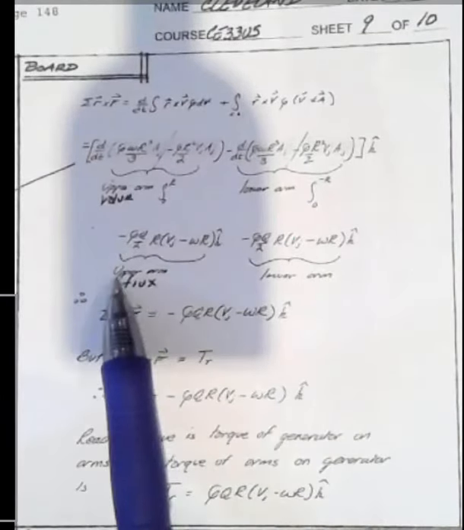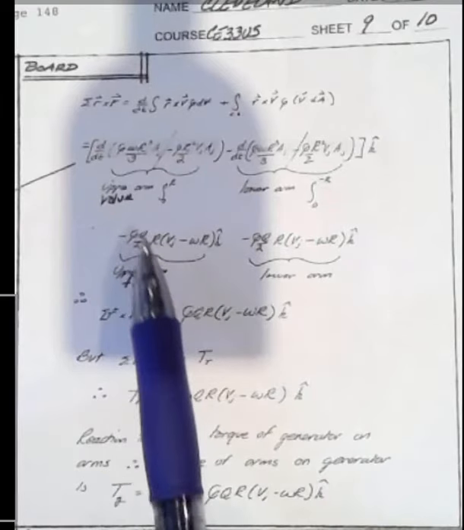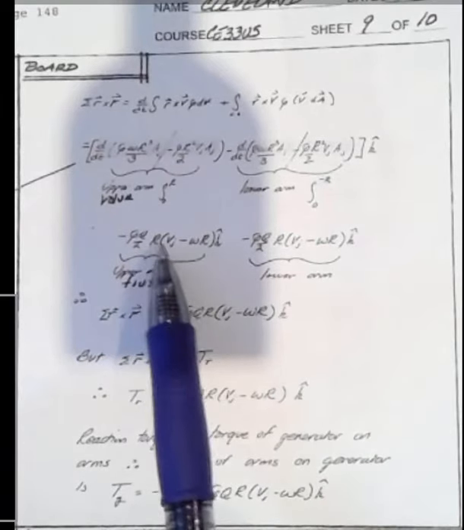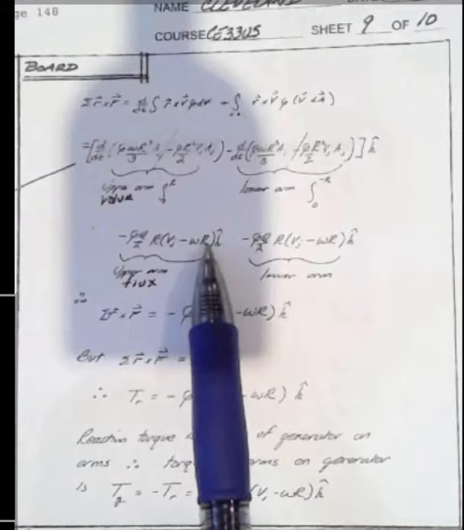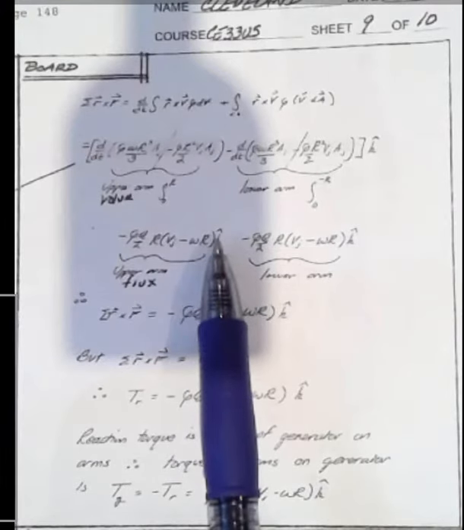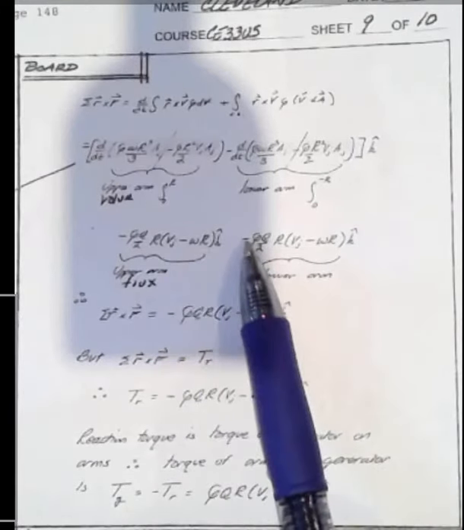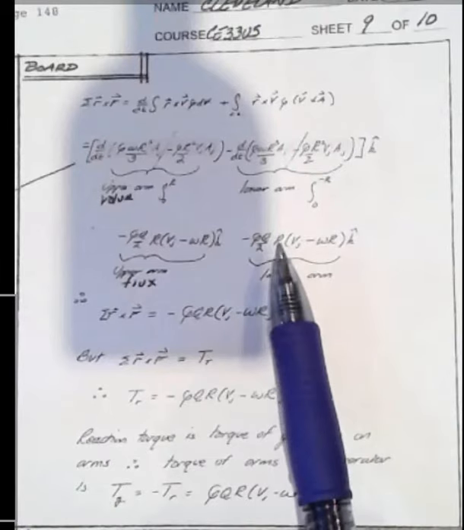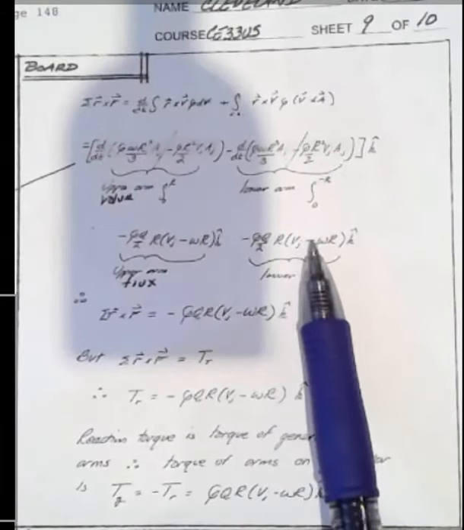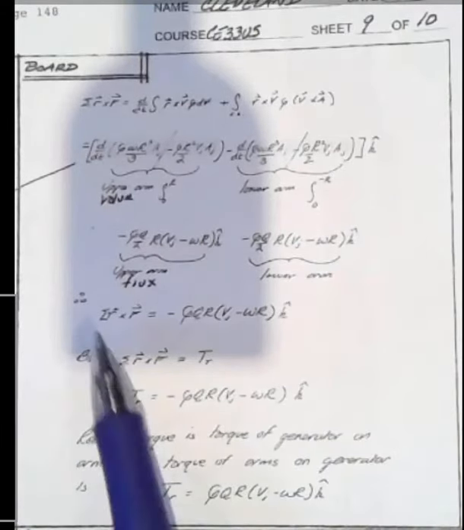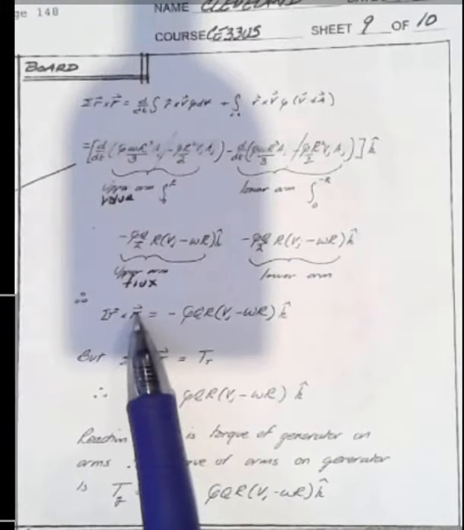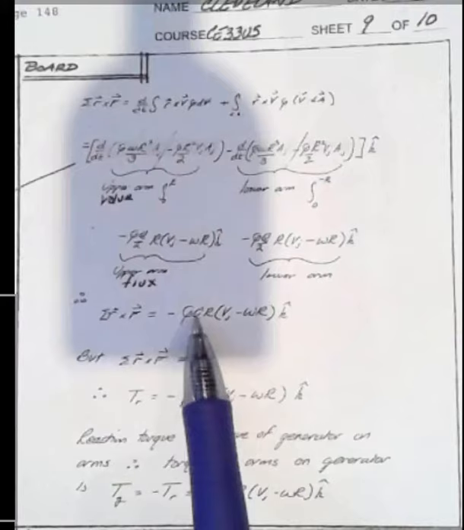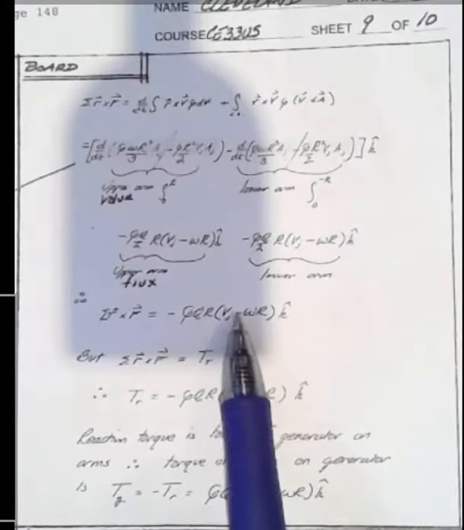The flux terms, the upper arm flux is minus rho Q over 2, capital R times velocity jet minus omega R in the k-axis, minus rho Q over 2, cap R, velocity jet minus omega R in the k-axis. And so what's left is r cross F equals minus rho Q R, velocity of jet minus omega R k.